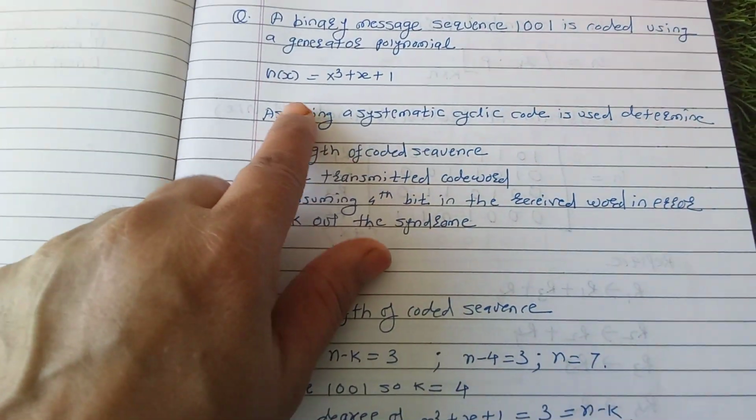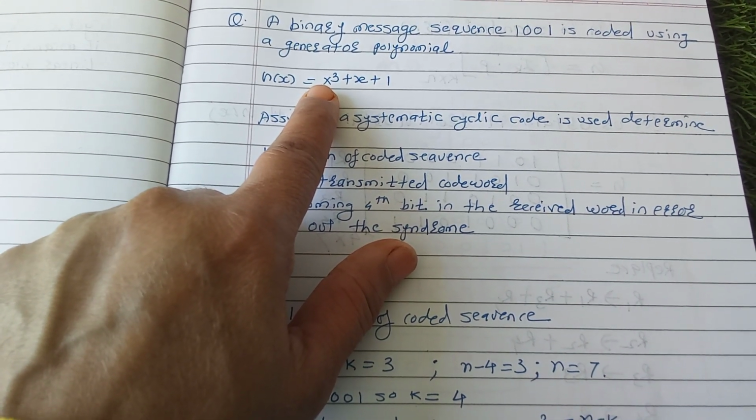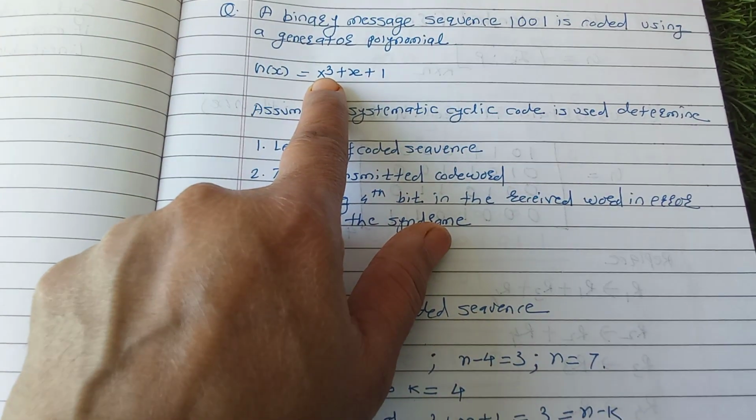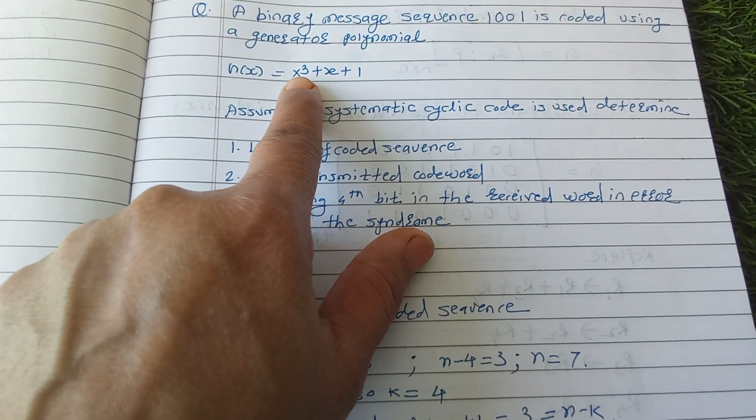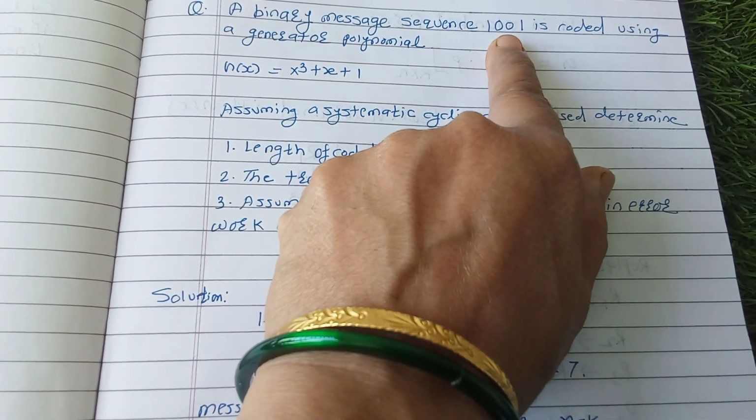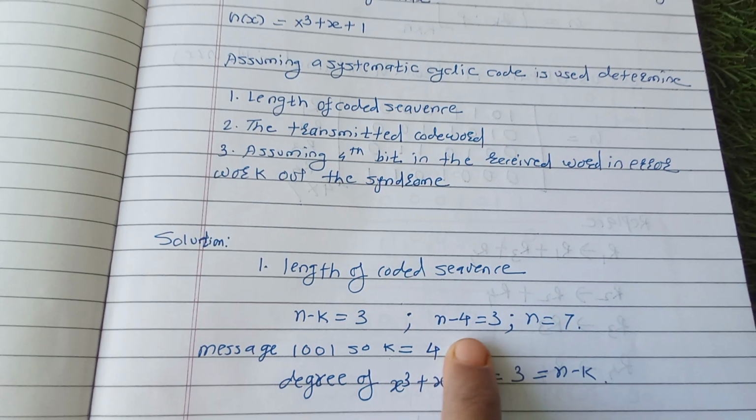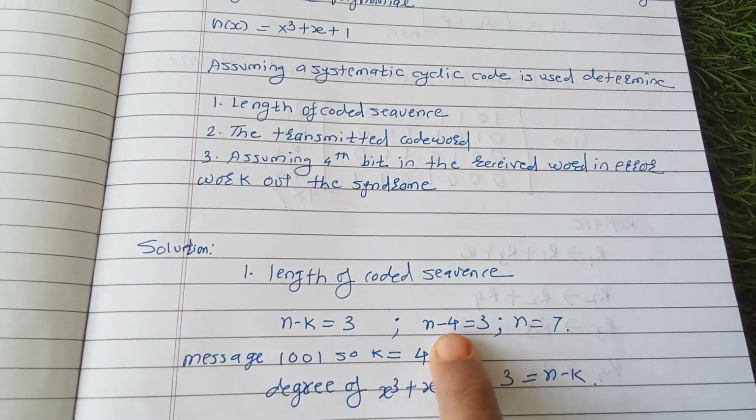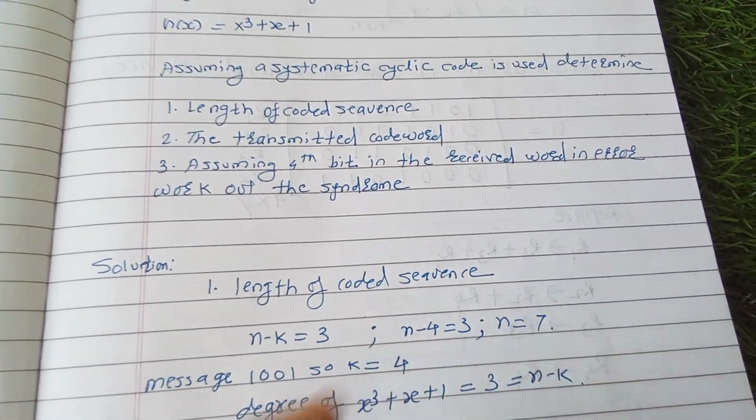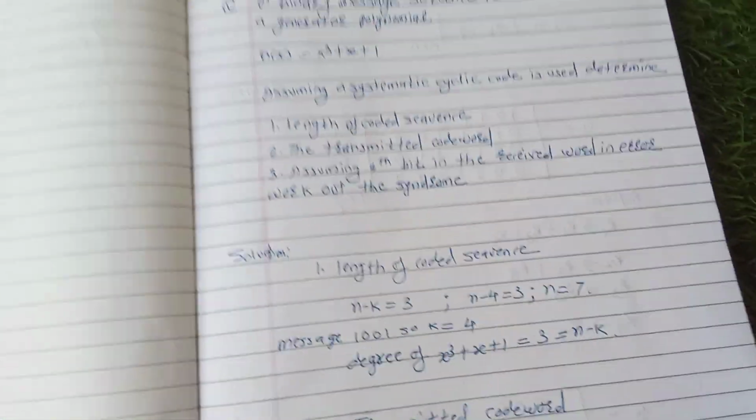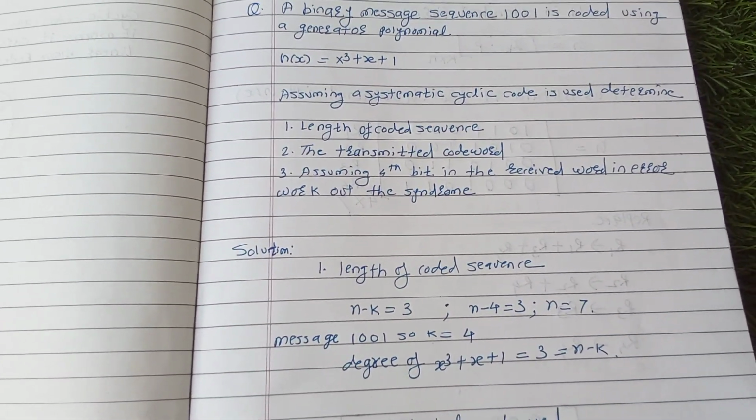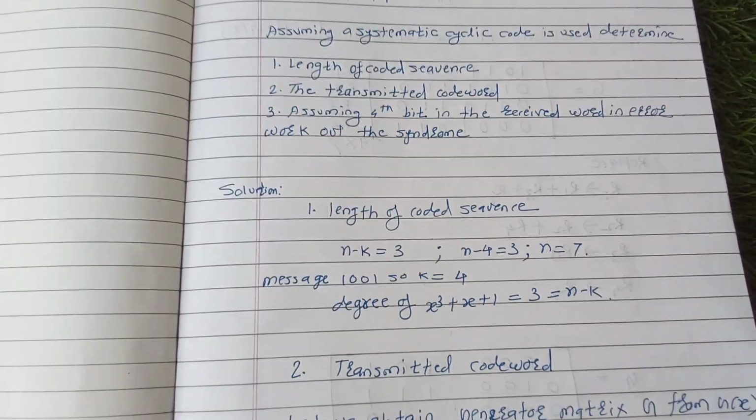For that, we know that the generator polynomial has the degree n minus k. So n minus k is equal to 3. Its degree is 3. Degree is what? The highest power of the polynomial. So that is 3. What is k? K is the number of message bits. That is 4. So k equal to 4. Now n minus 4 equal to 3, so n equal to 7. So we got the answer that the code which will be generated has 7 bits.